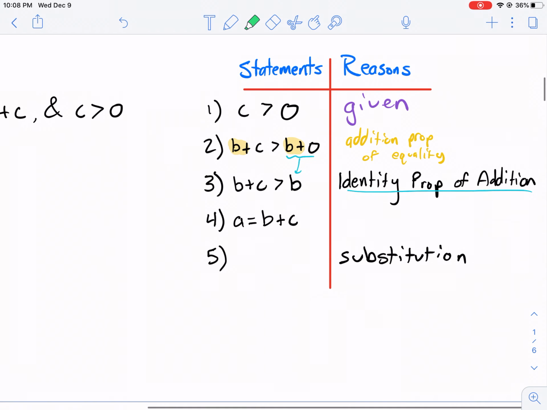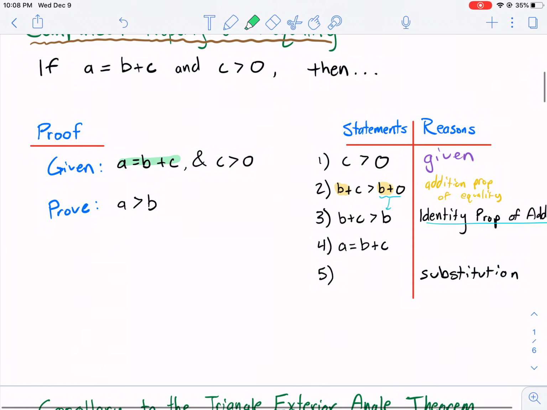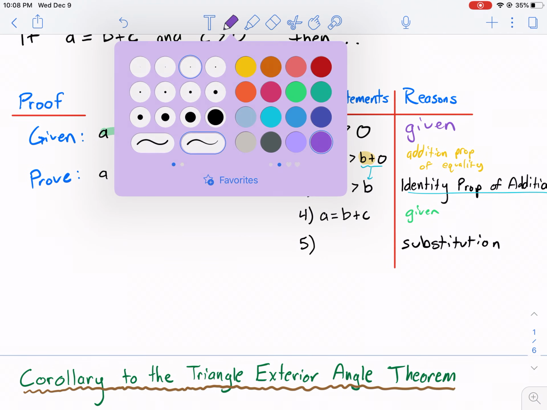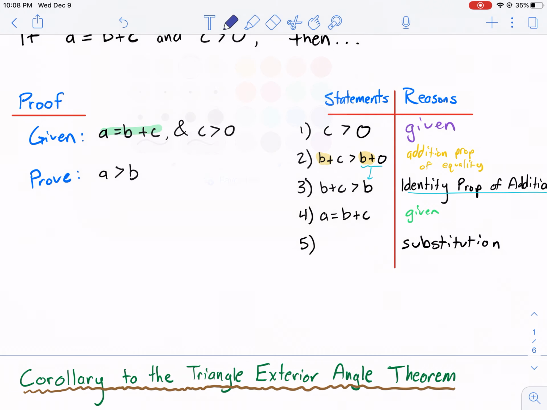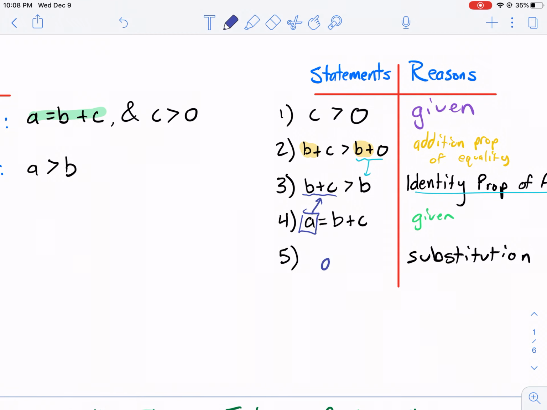So we have B plus C is greater than B, then we go to A equals B plus C. Well, where'd that come from? Well, that was one of the givens. So this here will be given. Okay? Now, the last line is always what you're supposed to prove, so we know we can put A is greater than B, but why is that? Well, we can use substitution. If A is equal to B plus C, then we can replace B plus C with A. Okay, so then we can say A is greater than B.